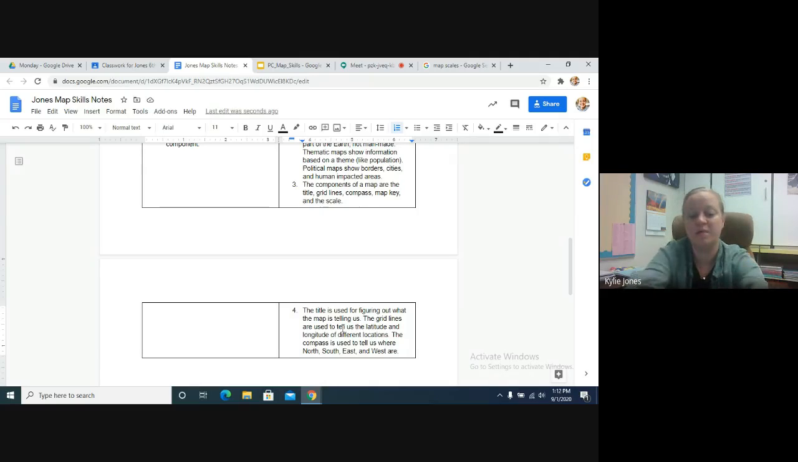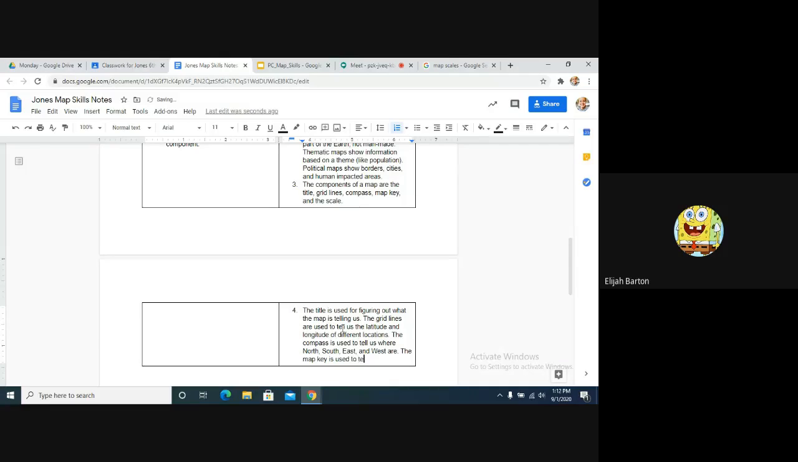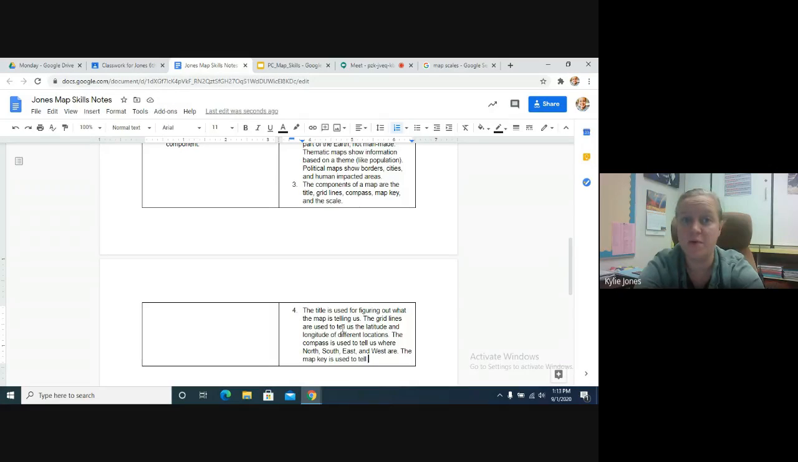We did the compass. What about the map key? What is the map key used for? To tell you the rivers and capitals and states. Yep, you're on the right track, but we know what the rivers look like and what cities or capitals are because we're using the symbols, right? So the map key is used to tell us what the symbols on the map mean.